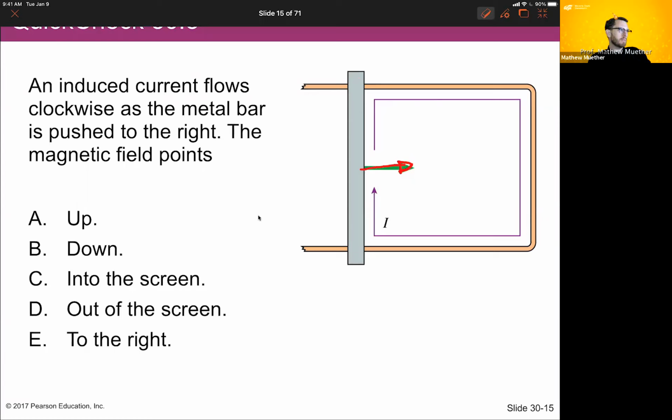All right, I'm going to end the poll. Most popular answer was C, into the screen.